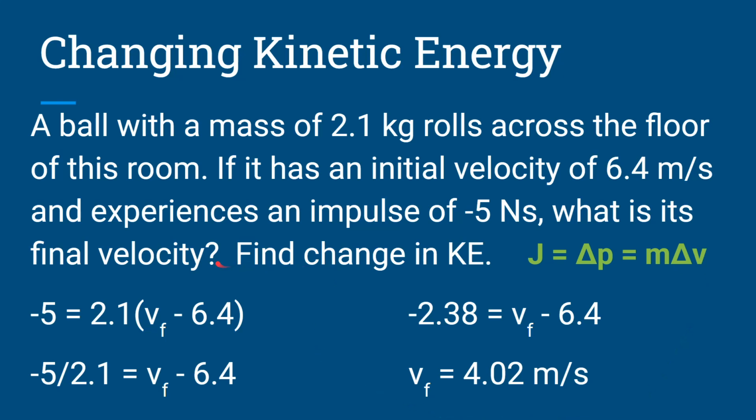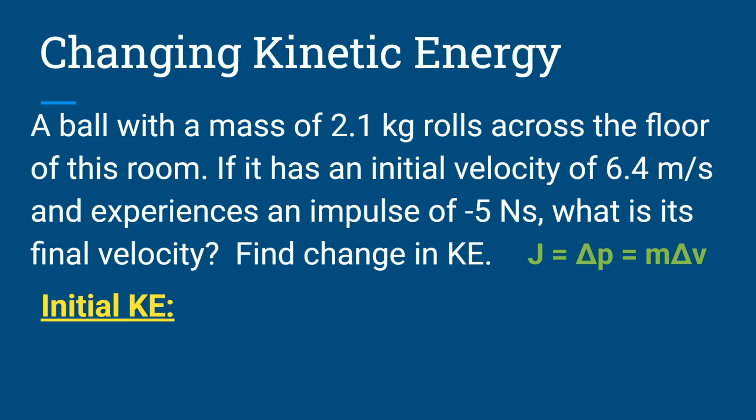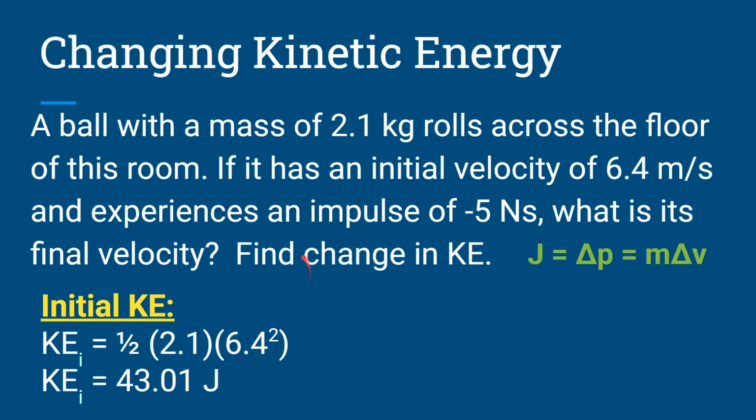We're not done, though. This question also asked us to find the change in kinetic energy. Now that I know how fast it's moving before and after, I can find the initial kinetic energy and the final, and the change will just be the difference. So that's all we have to do for the last part of this problem, is figure out our initial kinetic energy, which is going to be 1/2 mass times initial velocity, which is in the question, 6.4 squared. Okay, and so the initial kinetic energy, 1/2 times 2.1 times 6.4 squared, is 43.01 joules.